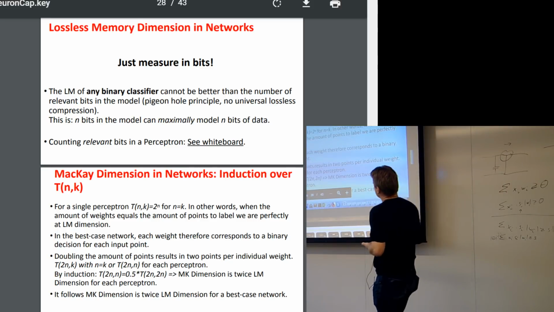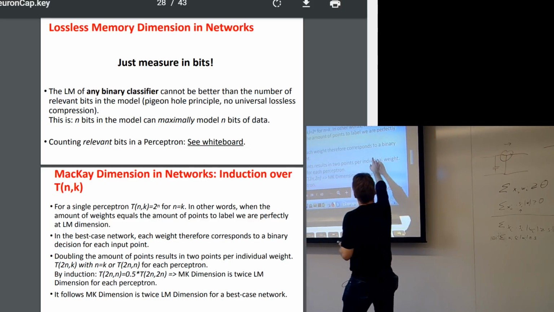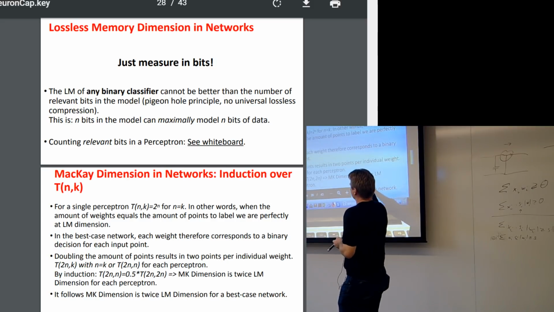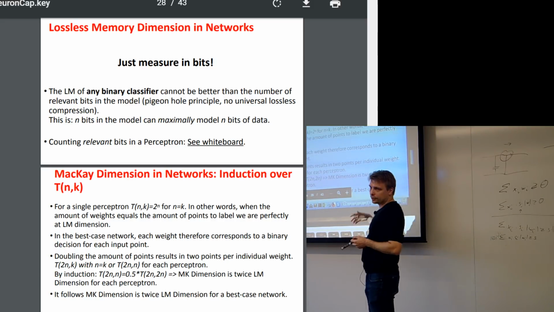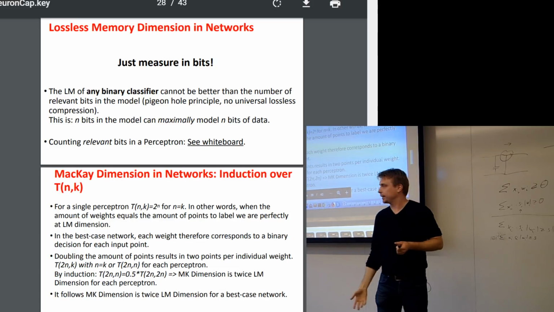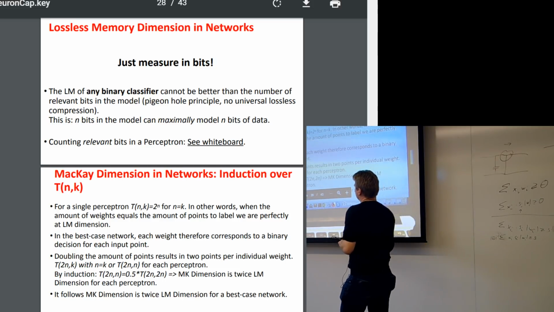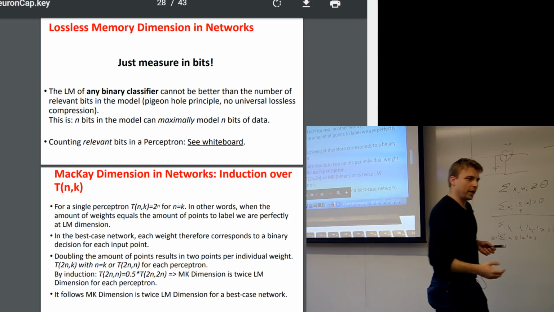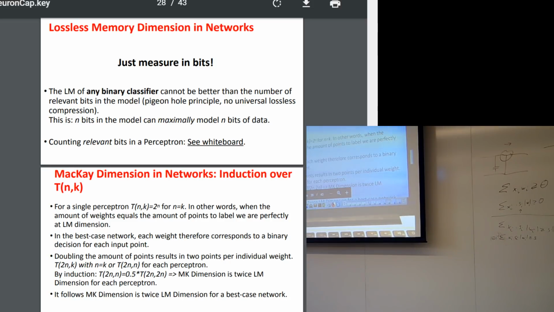So that means in the best case network, each weight corresponds to a binary decision for each input, and then doubling the amount of points results in 2 points per individual weight. We just have 2 points per this weight. And now what's interesting here is the following. We can go back to a Pascal triangle and figure something out by induction that McKay didn't see, which is kind of cool sometimes.